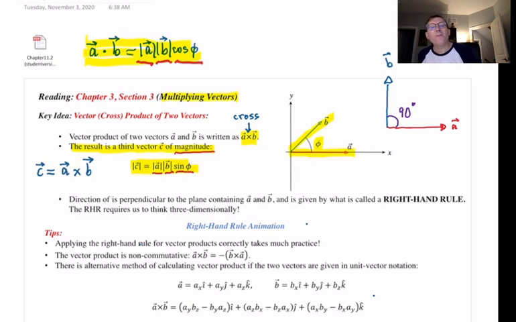Now tell me a value of phi that would give you the smallest possible magnitude of C. Think about it. What value of phi would give you the smallest possible magnitude C?